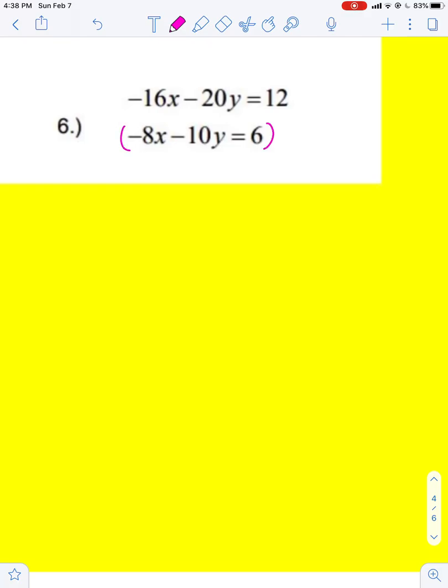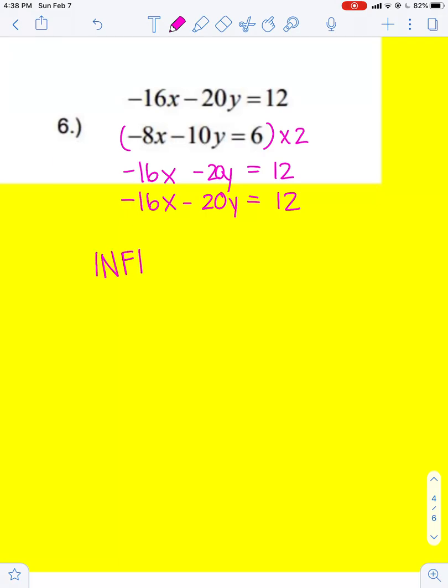So I'm going to multiply this bottom half by 2 so I can get negative 8x to negative 16x. And this is going to give me negative 16x minus 20y is equal to 12. And then this is going to give me negative 16x minus 20y is equal to 12. And you see that that is the exact same equation. So when you get that, that means that there are infinite solutions.